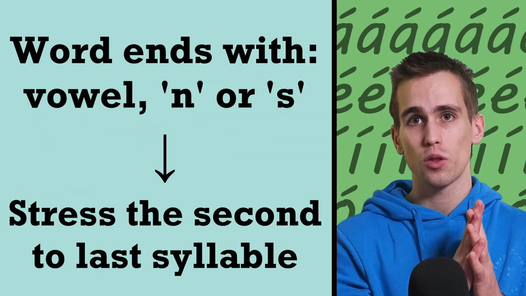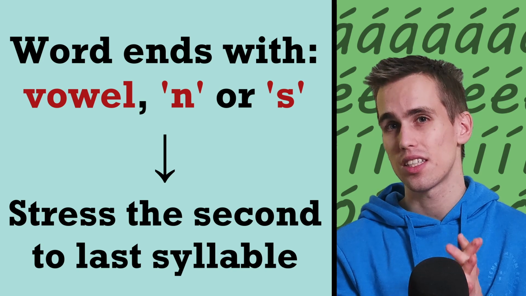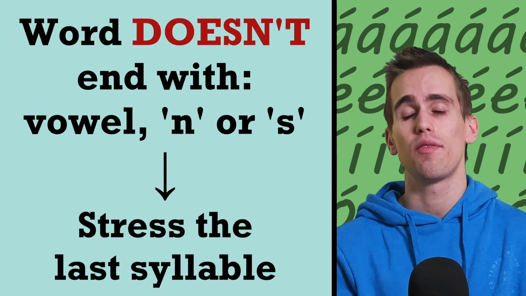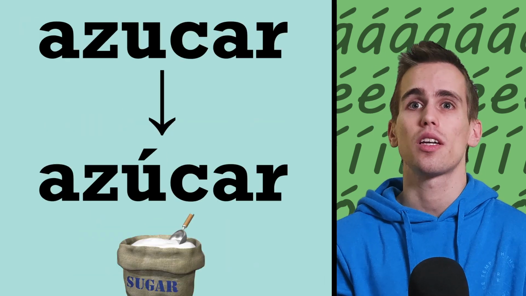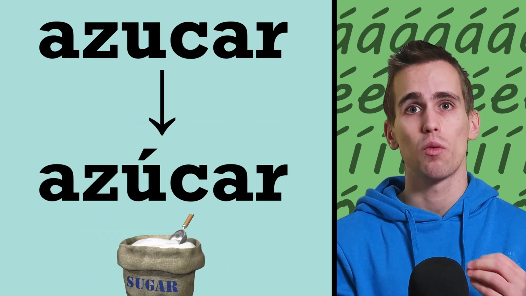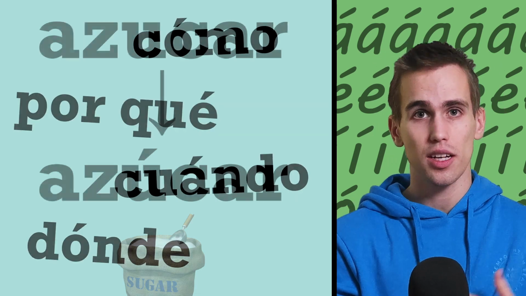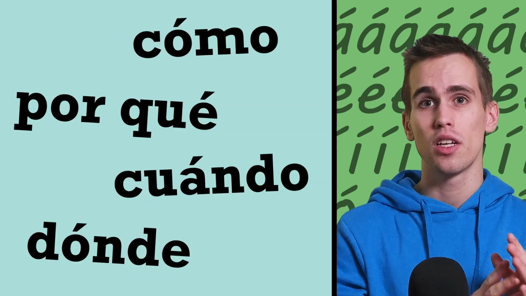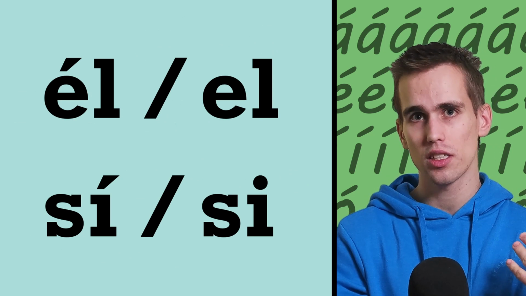Summary: if a word ends with a vowel, the letter N or the letter S, we stress the second to last syllable. And if it doesn't, then we stress the last syllable. Acute accent marks can be placed over another vowel than what the rule says in order to change which syllable is stressed. Accent marks are also used with question words, as well as to distinguish between one syllable words whose pronunciations are the same.